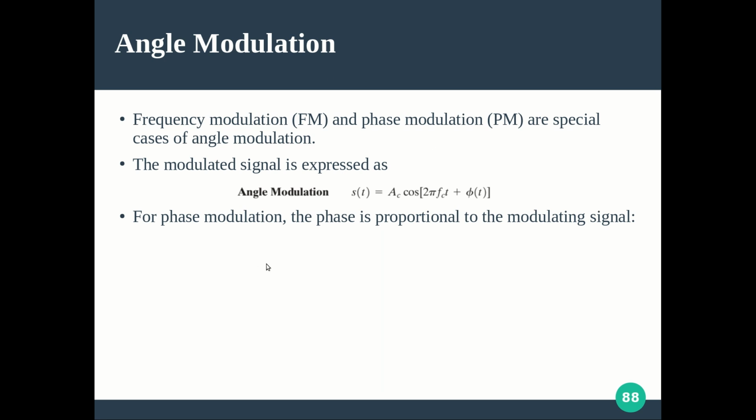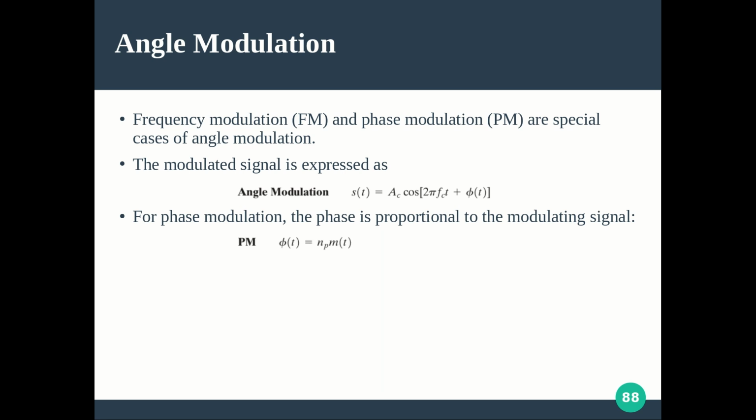But when we try to relate the phase, that concept will change. Just like in phase modulation, the phase is proportional to the amplitude of the modulating signal, in frequency modulation the phase will be proportional to the derivative of the amplitude of the modulating signal. Just like there we related with the frequency, but here we are relating with the phase. So that is why we call it angle modulation.